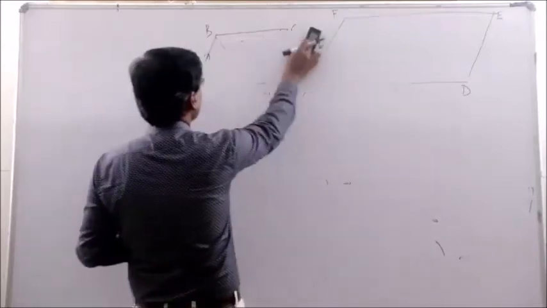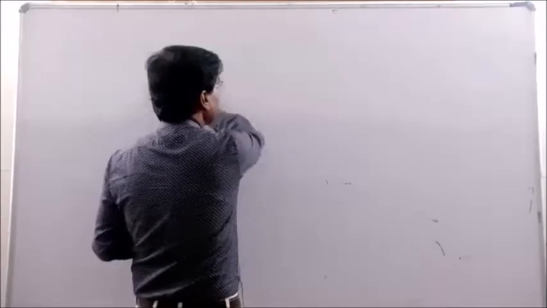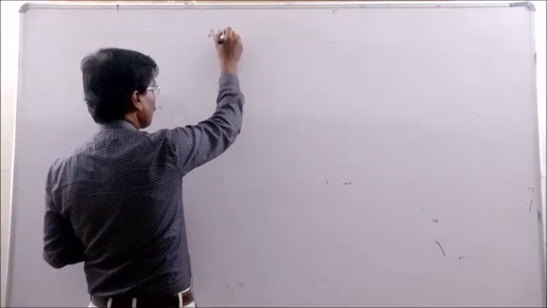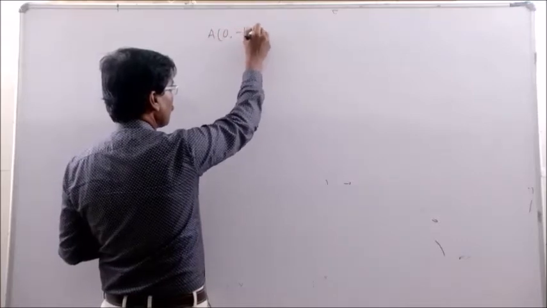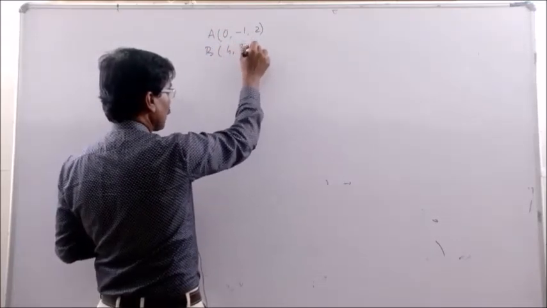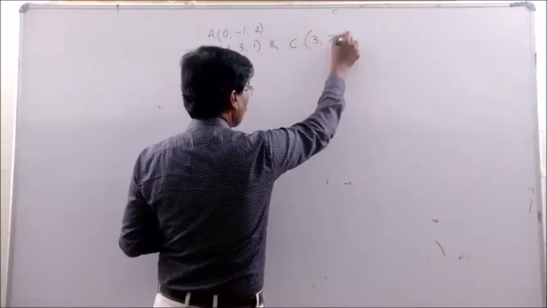So we take an example. Suppose a triangle has its three vertices, that is A (0, -1, 2), B (4, 3, 1) and C (3, 2, 4).